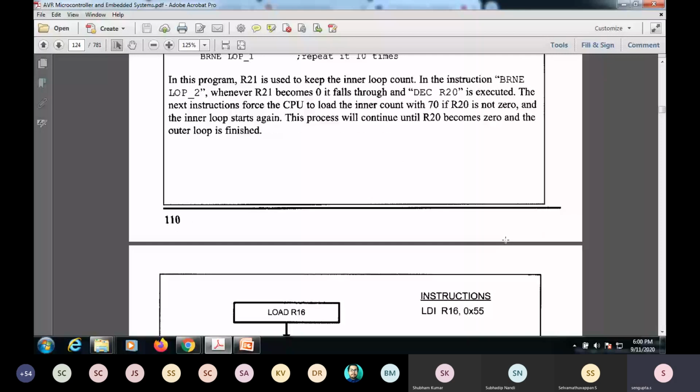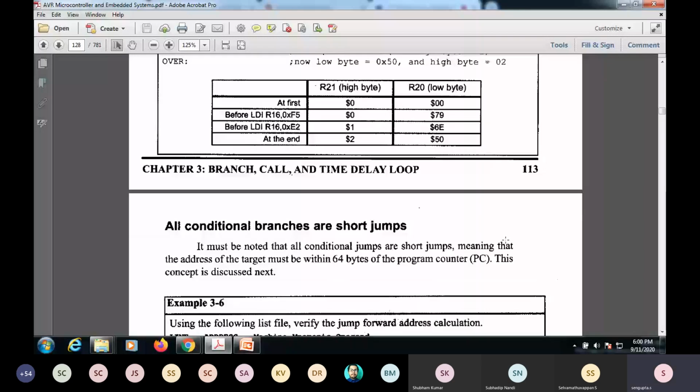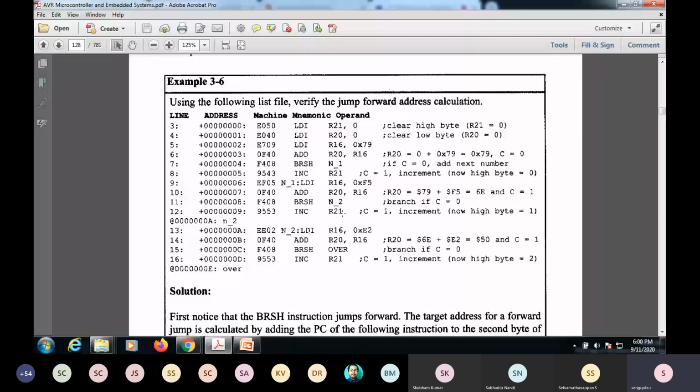Yeah. So in this case, this is R21. Here, see, this and this are the same: 0F40, and then 9543, increment, now high byte is equal to 0. Then you have 9553, now high byte is equal to 1. So maybe the value of this is now different, so that can be another possibility. I don't know what the value is. I thought I was using that value as the same, but maybe the value is different.